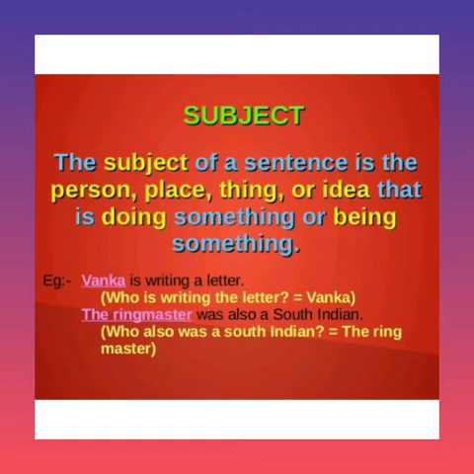First one is subject. The subject of the sentence is the person, place, thing or idea that is doing something or being something. To be very simple, the first part of the sentence is usually the subject. Example, "Venka is writing a letter." Venka is a person, so it is the subject here. "The ringmaster was also a South Indian." So the ringmaster is the subject here. So subject is nothing but the person, place or a thing which is doing something or being something.